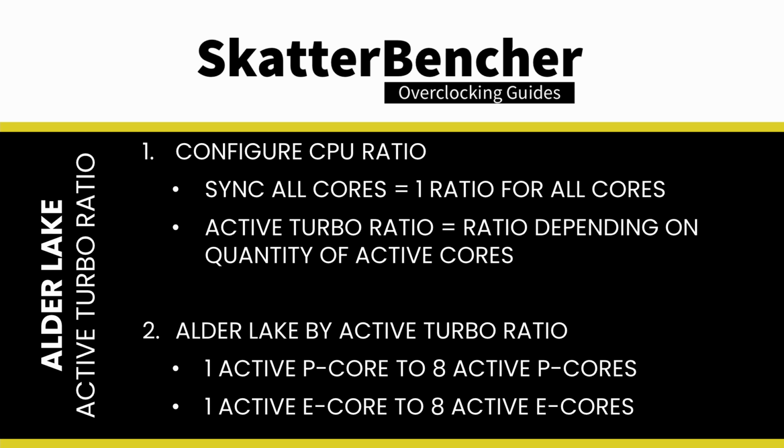Note that active turbo ratio configuration is not the same as configuring each core specifically. When using active turbo ratio, we determine an overclock according to the quantity of active cores. For example, if a workload is using 4 cores, then the CPU will determine by itself which cores should execute this workload and will apply our configured frequency to those cores.